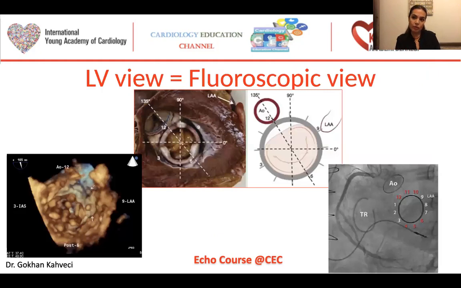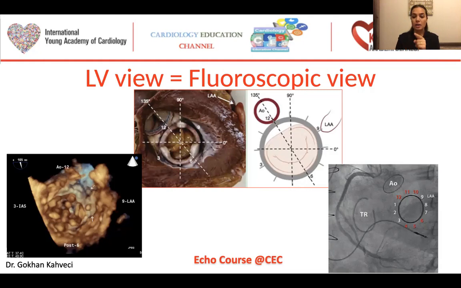But in fluoroscopic view, it's something different, because the fluoroscopic view is a left ventricular view. We are just looking under the valve, okay? So again, if we put the aortic valve at the 12 o'clock position, this time the interatrial septum, which is located medially, will be on the left-hand side, as you can see at the left bottom figure. And the left atrial appendage will be on the right-hand side.